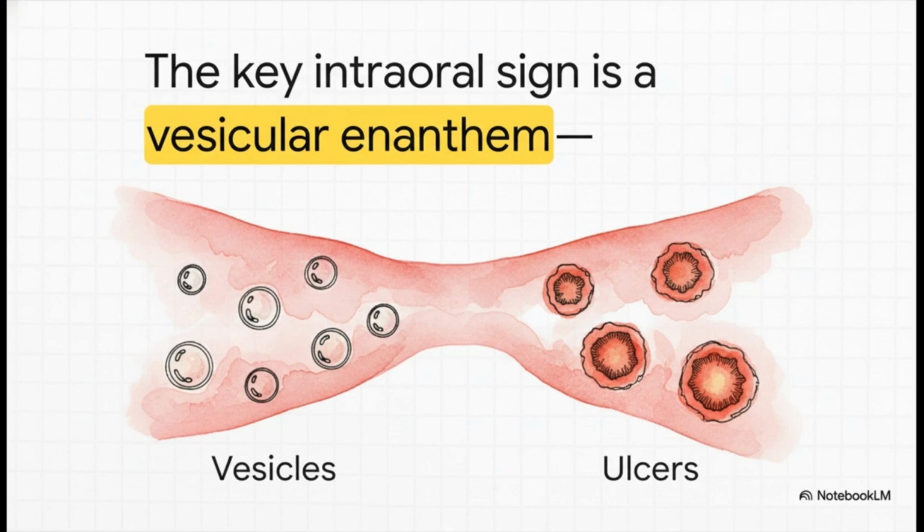Okay, so the fever and feeling crummy, that could be anything, right? But what you see inside the mouth, that's the dead giveaway. The absolute hallmark of Herpangina is what we call a vesicular enanthem. That sounds complicated, but it just means a rash of little blisters, or vesicles, on the inside mucous membranes. They don't stick around for long, though. They pop pretty fast and turn into these little painful ulcers.